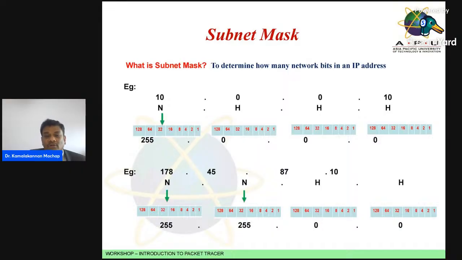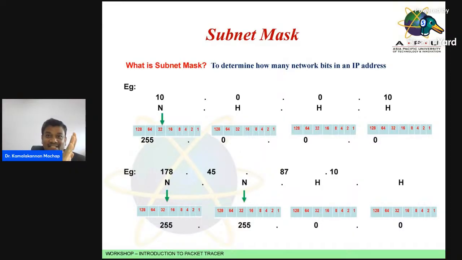The second example: 178.45.87.10. I apologize for the alignment. So for 178, we should think about which class. This is class B, because the class B range starts from 128 and finishes at 191. So 178 comes within this range. So class B.